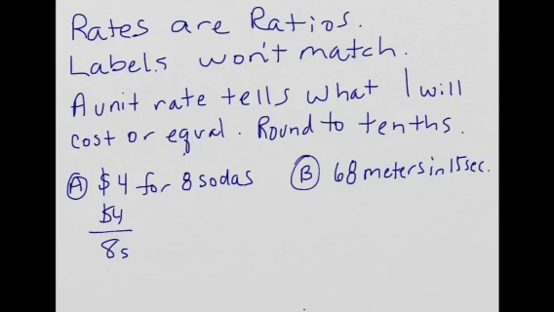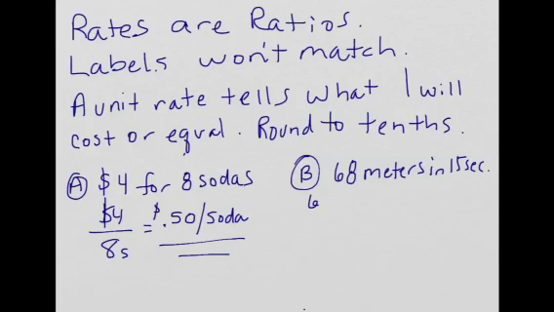So you're going to take your calculator and divide 4 by 8, and that's going to give you 0.5. Now it's money, so we need to make it into money, so it's going to be 50 cents per soda. Now the labels are very important on rates. Make sure that you show both labels. So you'll notice the $ sign is in the first part, and the soda is in the second part.